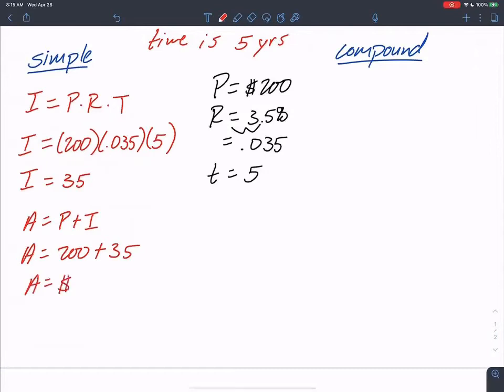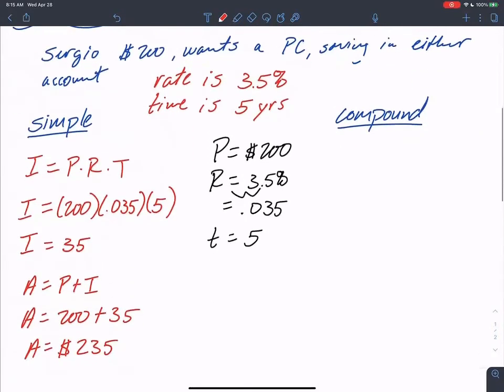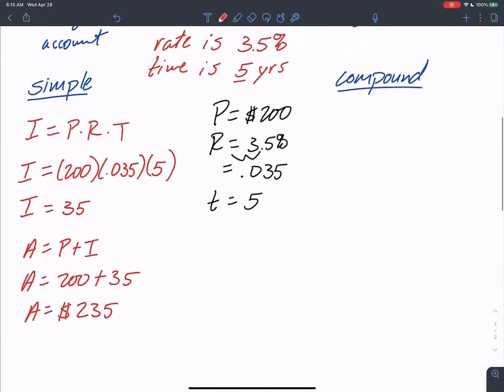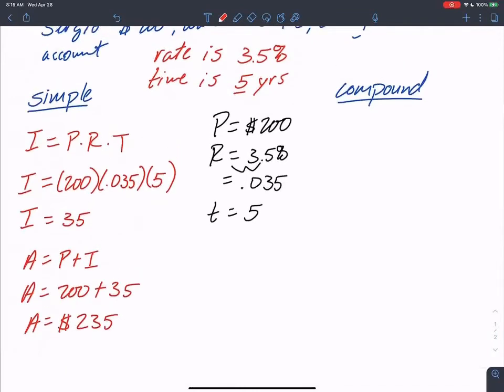It's $235. So when you answer this question, in 5 years, because that's what he said, he's going to have $235 if he uses a simple interest account. Okay? Now let's compare it to compound. The reason we're doing comparison is because I promise you more than not it's going to be a comparison type of problem. Okay? We'll use a different color.